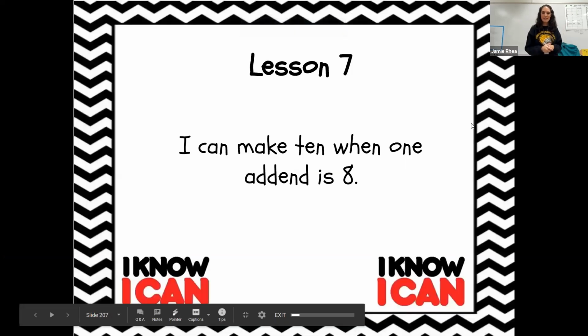Today we are doing lesson 7. I can make 10 when one add-in is 8. Okay, so just like we did yesterday, we made 10 with 9. Today we're going to make it with 8. So you know what we have to do first? We have to warm our brain up because our brain is a muscle and it needs to get warmed up before we use it a whole lot. So let's look at our fluency today.